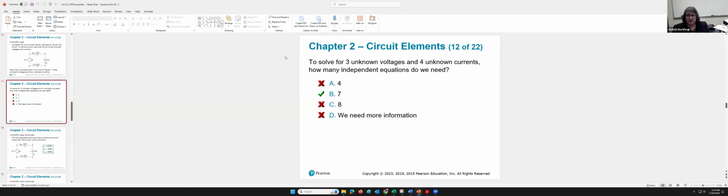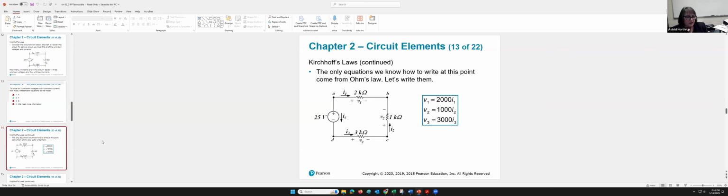To solve for 3 unknown voltages and 4 unknown currents, how many independent equations do you need? Well, that is 3 unknowns and 4 unknowns, which is 7 unknowns. So the answer is you need 7 equations. We don't have 7 equations at this point in time. It's just asking a general question about how simultaneous equations, whether they're linear or not, actually work. All right, so Kirchhoff's law.